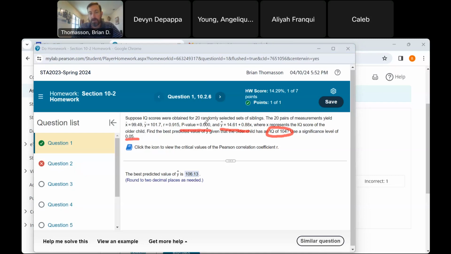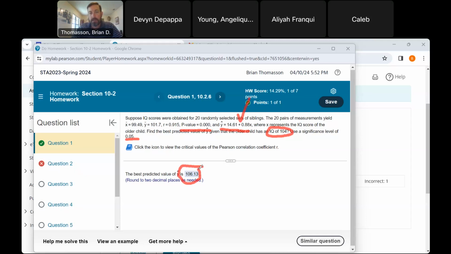So our p-value is 0. That's less than 0.05. So our regression equation is good. We just have to plug in the 104 in for x. So 0.88 times 104 plus 1461 gives us our 106.